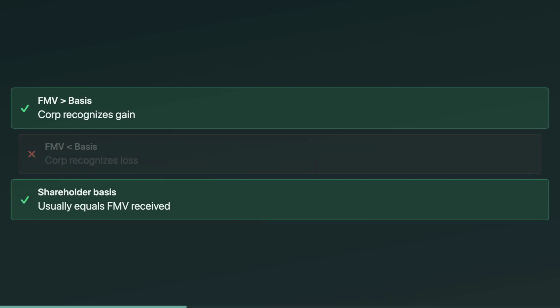Here's the trap. In a non-liquidating distribution, the corporation generally cannot recognize a loss when FMV is less than basis. So depreciated property doesn't create a deductible loss just because it's distributed. The shareholder still uses FMV as the distribution amount and as their basis in the property received. Think, gain is recognized, loss is ignored, and FMV drives the shareholder side.